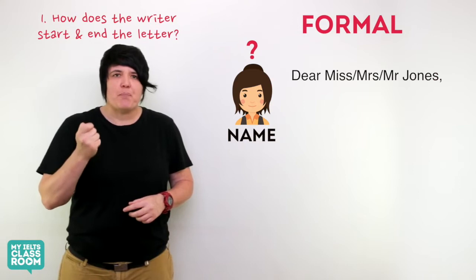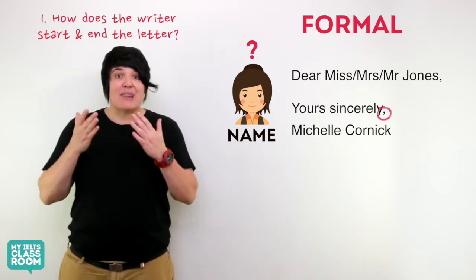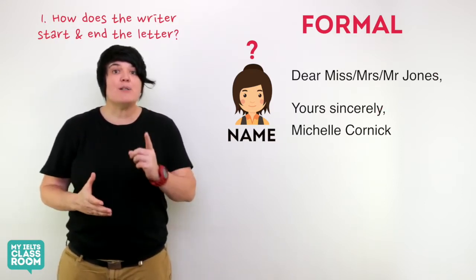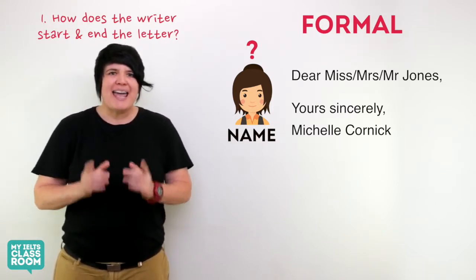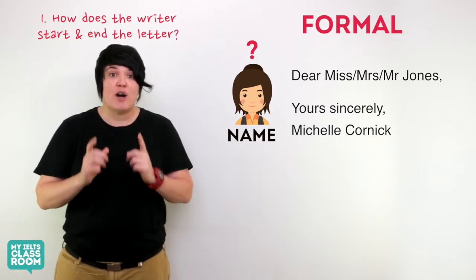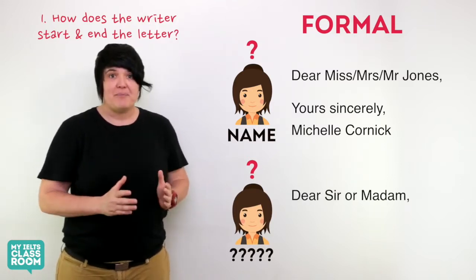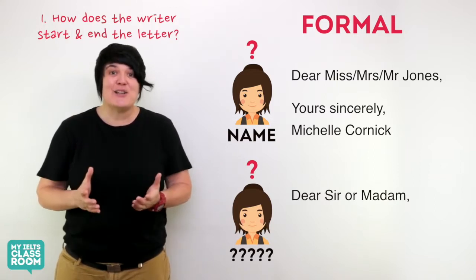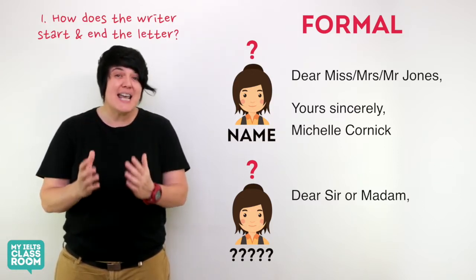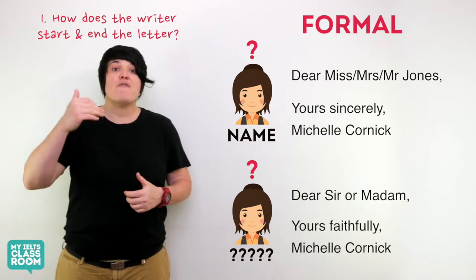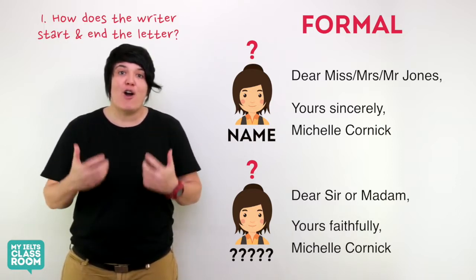Because we know the name of the person here, we end with yours sincerely. Again, we have a comma, and then we write our full name, but without a title. So just your first name and your surname. However, if you don't know the name of the person you are writing to, you would start your letter, Dear Sir stroke Madam. That's the conventional way to start letters when you don't have a name. But this time, we won't end with yours sincerely, we will end with yours faithfully. Why? I have no idea. It's just letter writing convention.